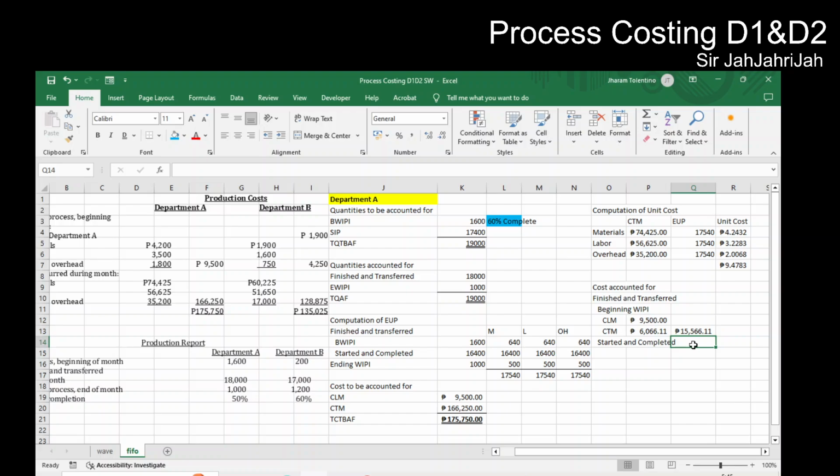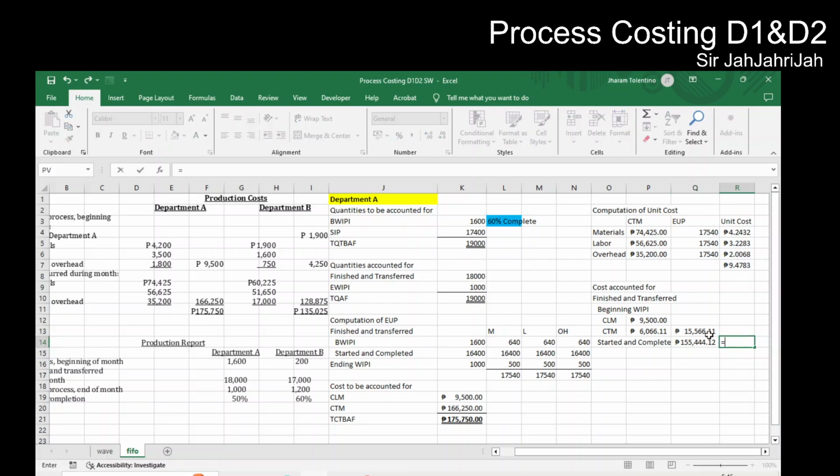And then we have the started and completed. How much? We have 16,400 times this one. So the total cost of the finished and transferred is 171,010 pesos and 23 centavos. After that is the computation of the ending work in process inventory.